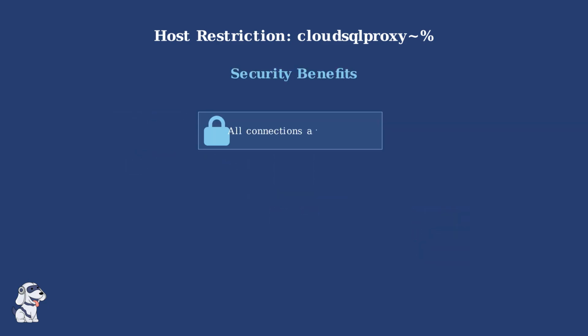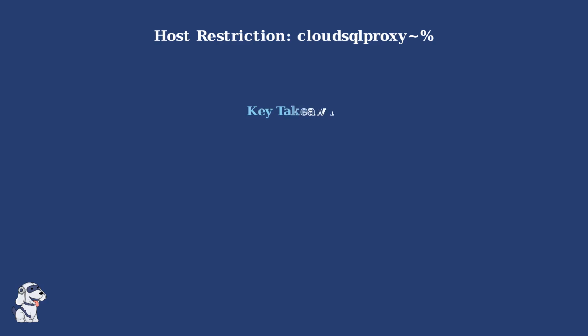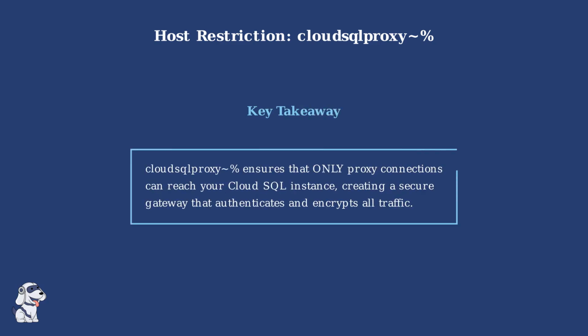This host restriction provides 3 key security benefits. First, all connections must be authenticated through the proxy. Second, all traffic is encrypted in transit. And third, it prevents any unauthorized direct access to your database. The key takeaway is that Cloud SQL Proxy %% creates a secure gateway pattern. It ensures that only authenticated and encrypted proxy connections can reach your database while blocking all direct connection attempts.